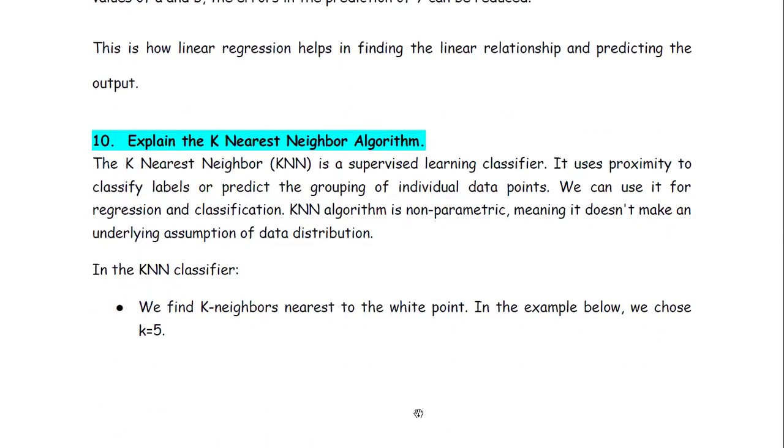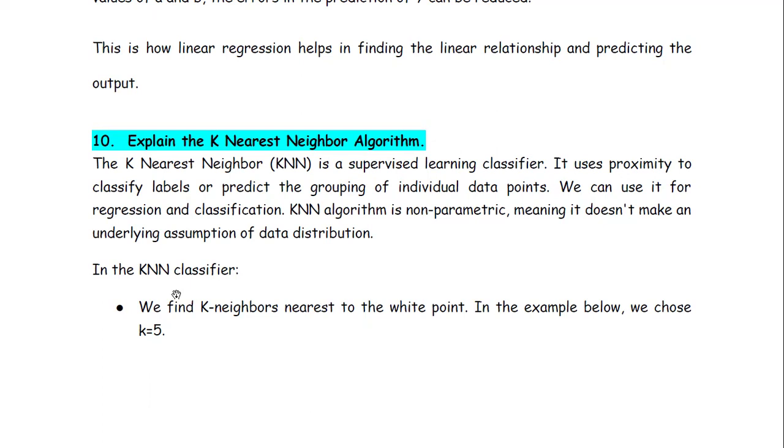Then the last question of this lecture, because in this lecture I'm trying to specify the top 10 commonly asked questions. Obviously, some other lectures on interview questions for machine learning will also come. But these top 10 questions you should not avoid. The last question is: explain the k-nearest neighbor algorithm. K-nearest neighbor algorithm is a supervised learning classifier. It uses proximity to classify labels or predict the grouping of individual data points. We can use it for regression and classification. Okay. And the KNN algorithm is non-parametric, meaning what? Non-parametric means it does not make an underlying assumption about the data distribution. Here, k nearest neighbors, you can say k neighbors, we will find the nearest, and based on those neighbors, we will detect which belongs to which group and which belongs to other groups, right?